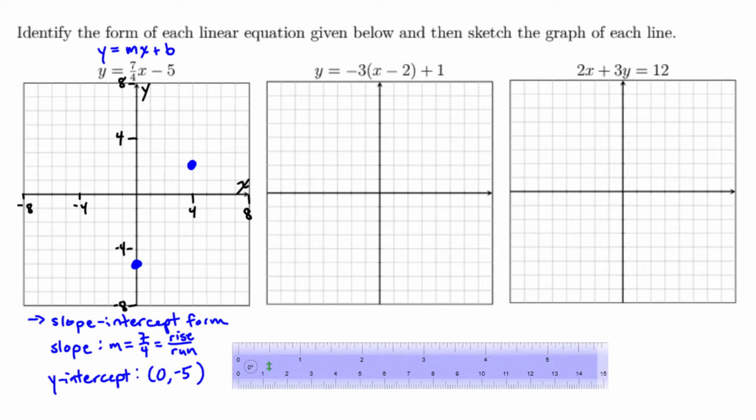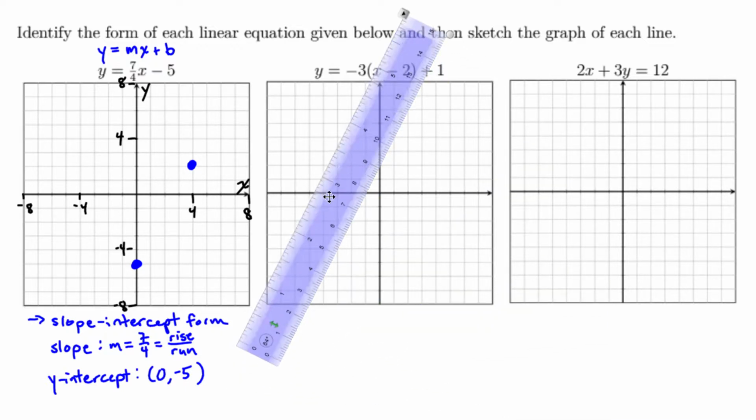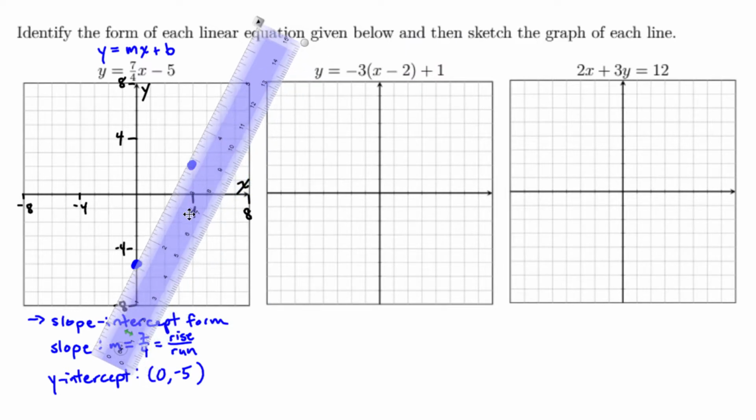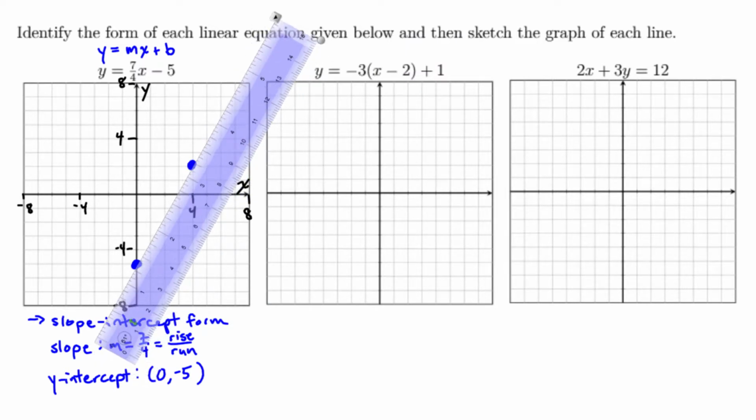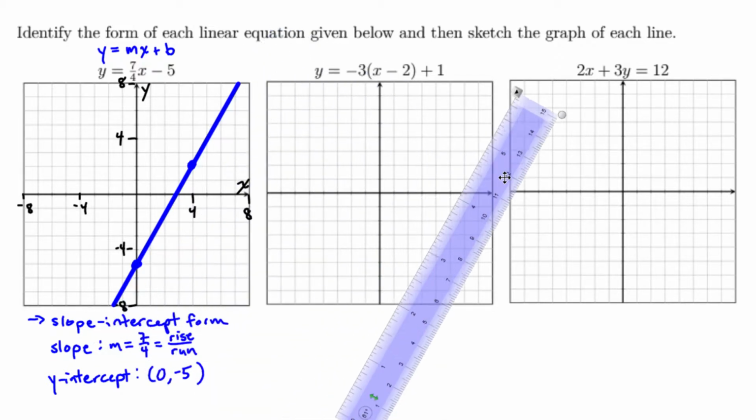Okay, now to graph this line, I'm going to connect these 2 points. So I'll grab my ruler, and I'll line it up so that it goes between these 2. Okay, so I have that lined up, and I'll draw a line now through those 2 points, and I'll move my ruler out of the way. I'll add arrows on the end showing that it continues in both directions, and now I have the graph of my line.